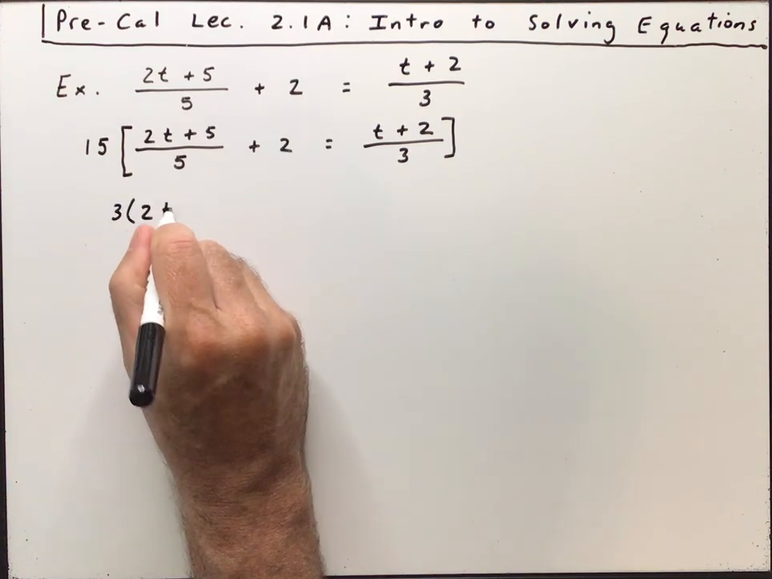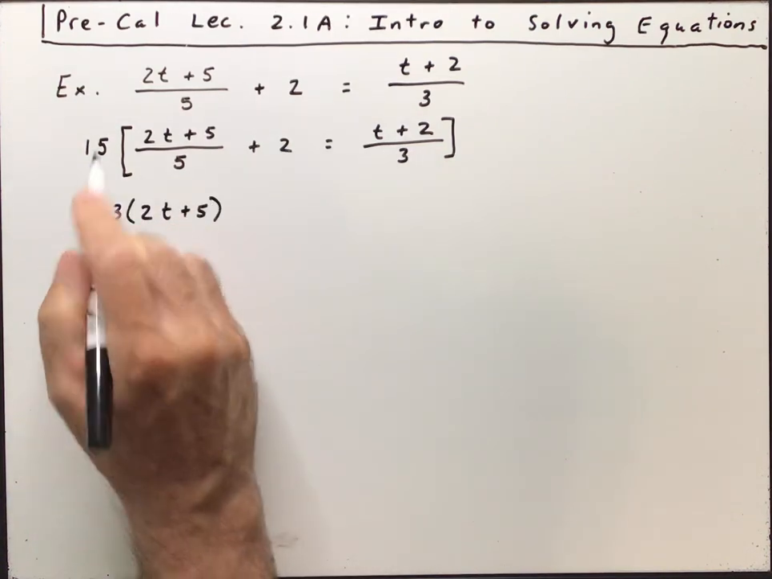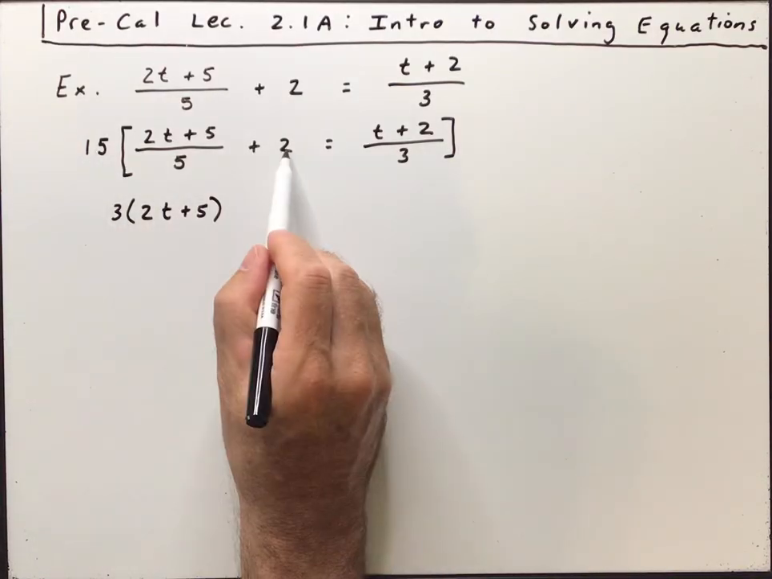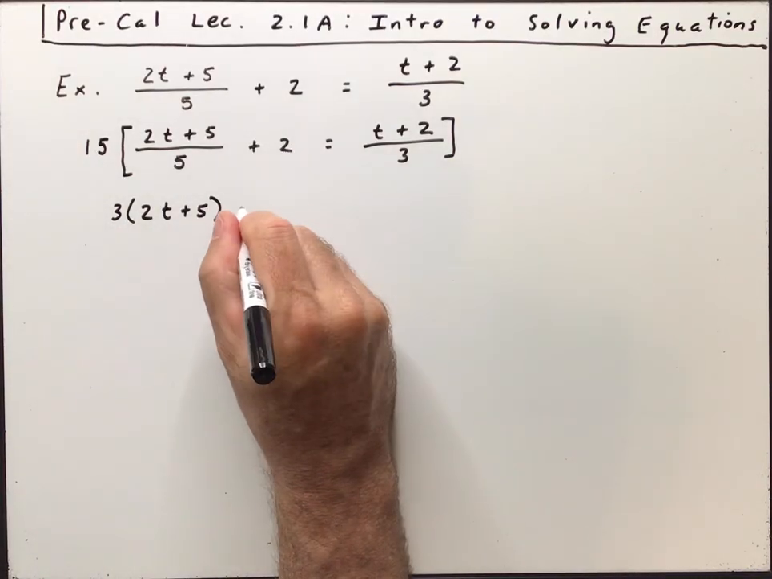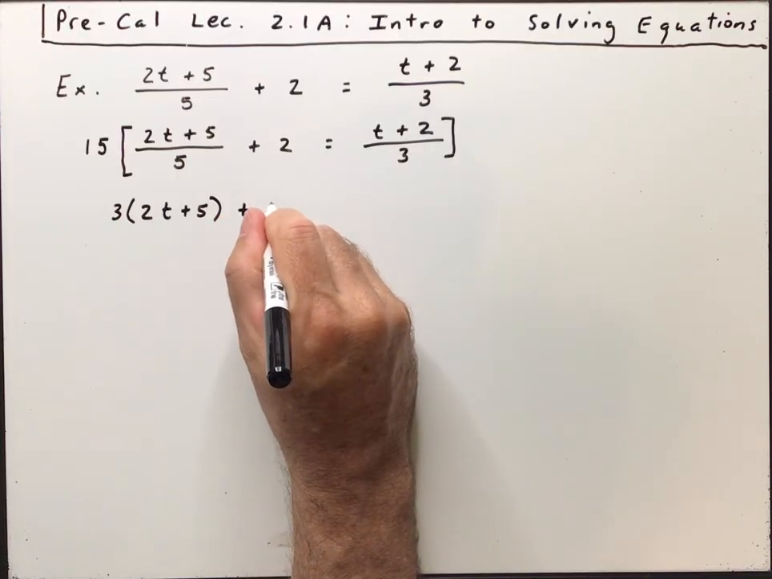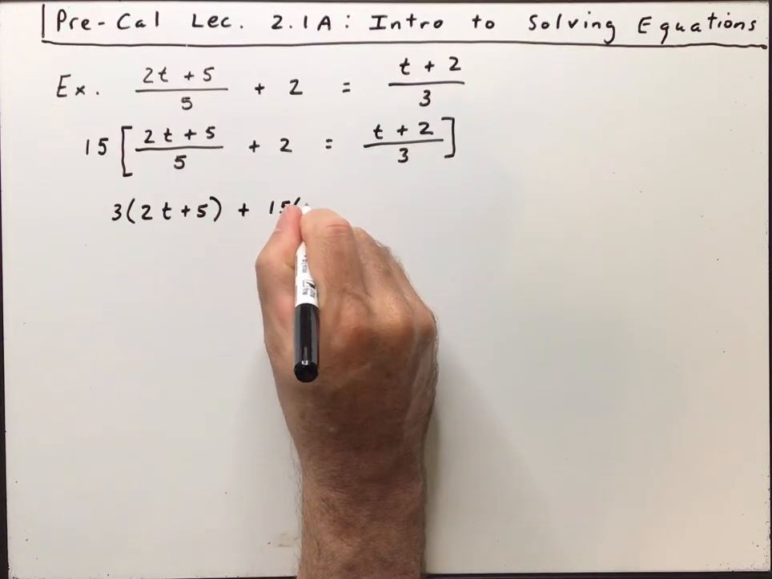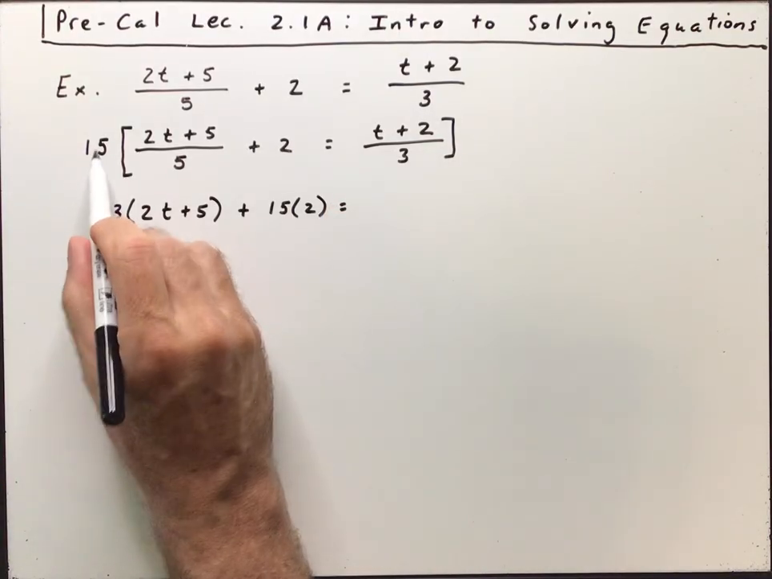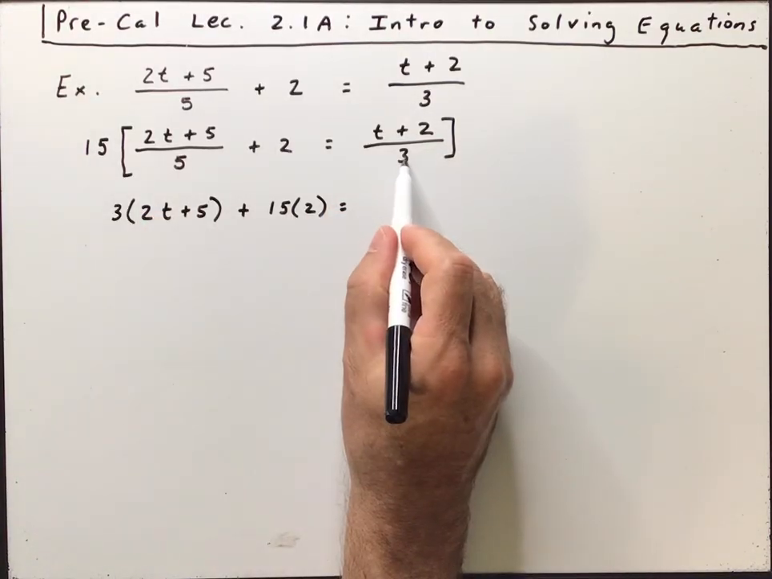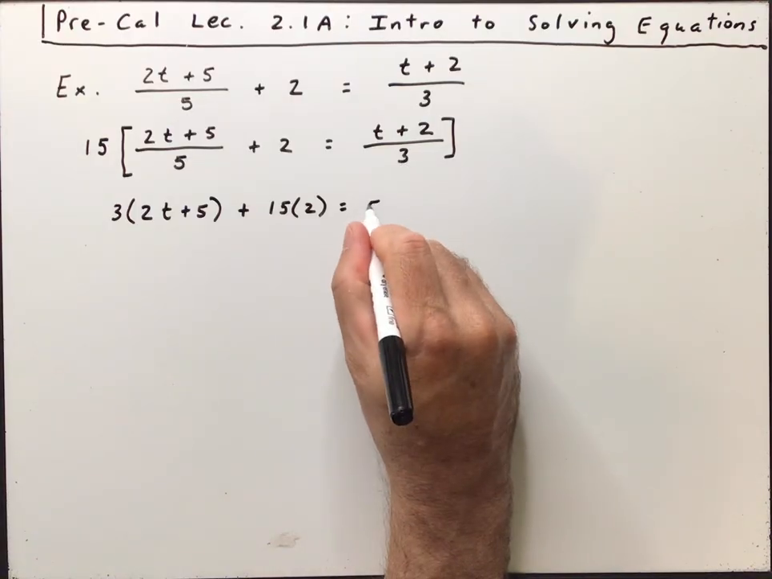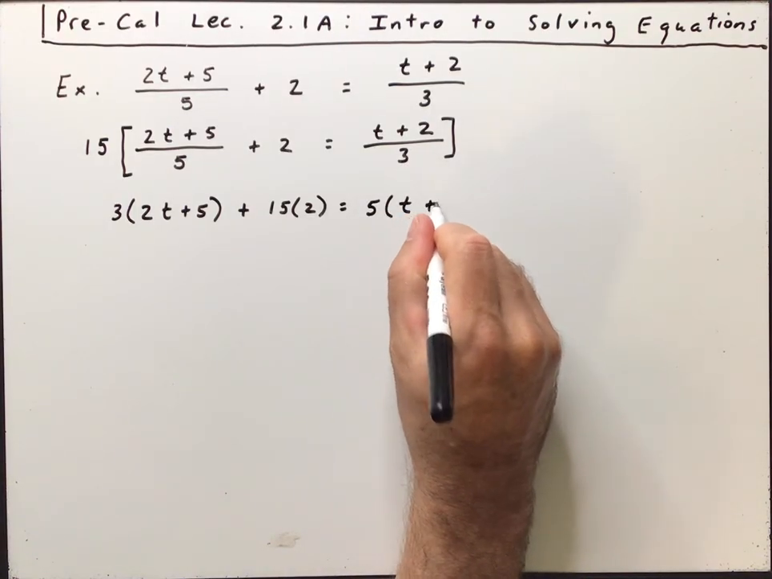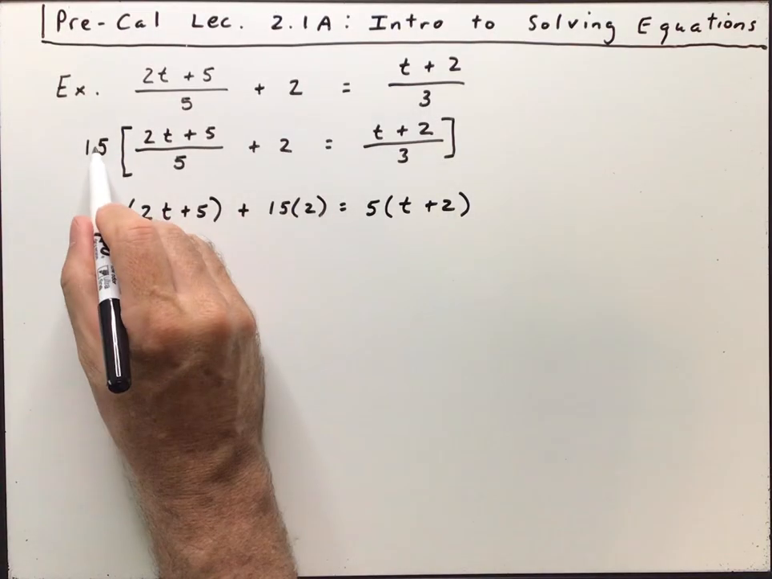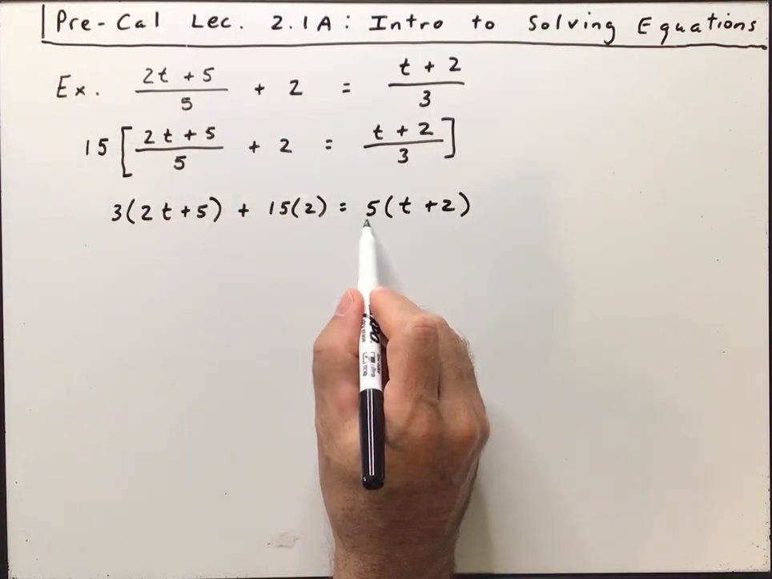So now the 15 over 5 makes a 3. So 3 times 2t plus 5. So 15 divided by 5 is 3. But you have to multiply the 15 times that 2 there. Plus, I'm going to show it, but you could have done that in your head, 15 times 2. Is equal to 15 over 3 on the right side, which is 5 times t plus 2. So we cleared the whole fraction. Now it's just no fraction there. 15 divided by 3 is 5.